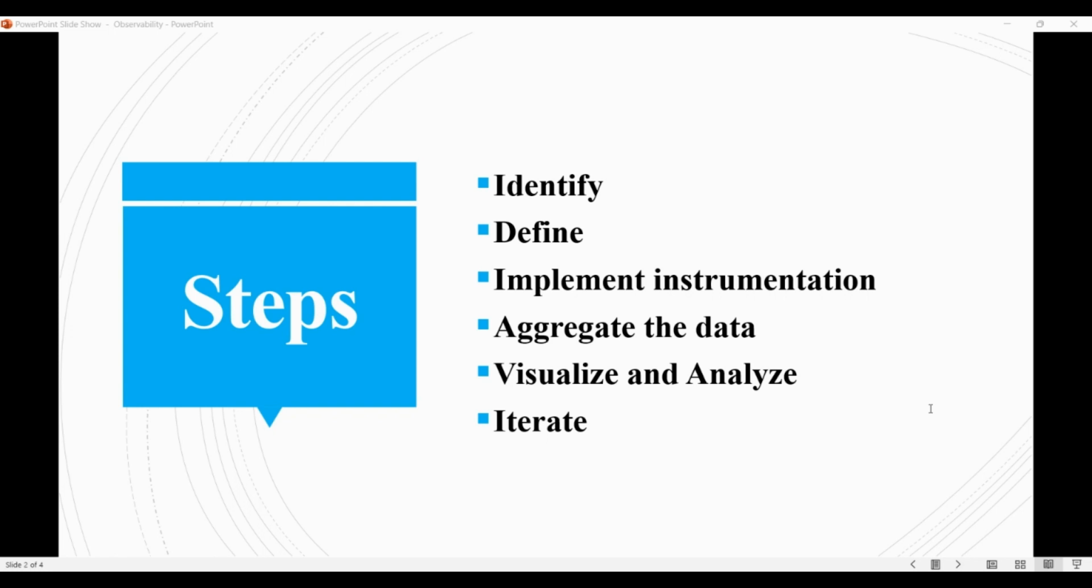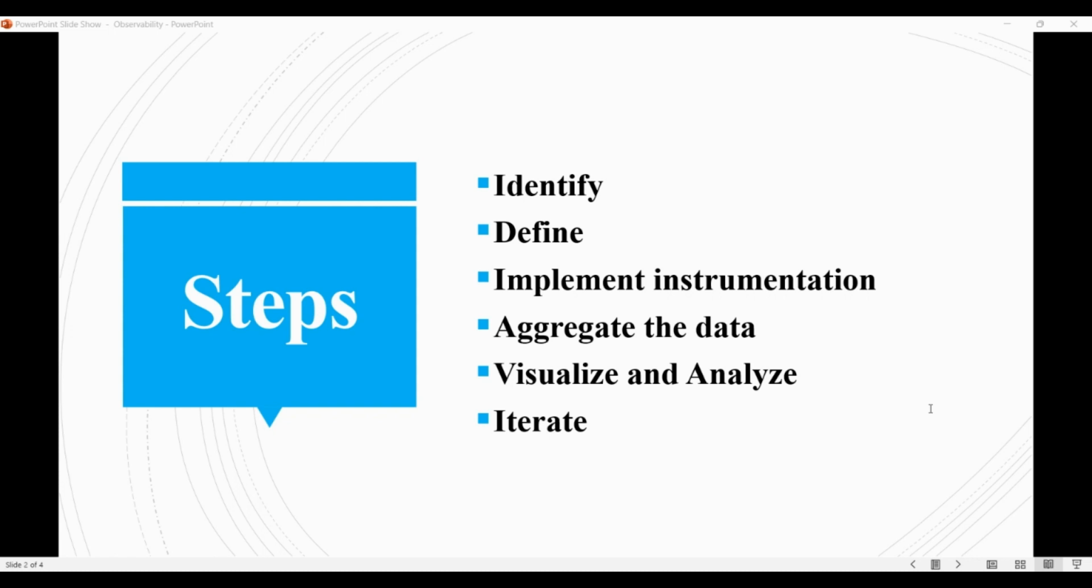And then we visualize the data to analyze it further. And it's about gaining insight into the system's behavior and performance using dashboards, charts, or other visualization tools to display the collected data in a way that is easy to understand and interpret.